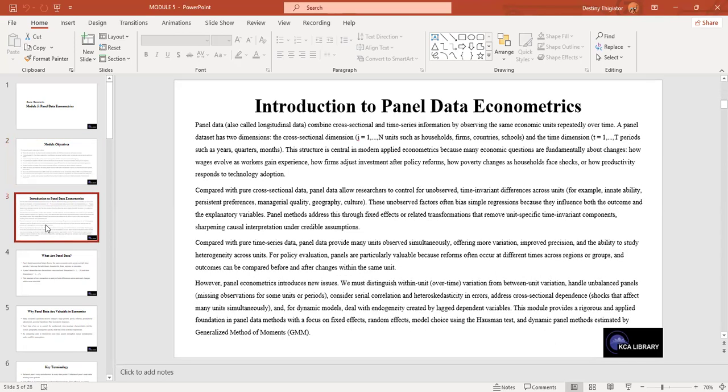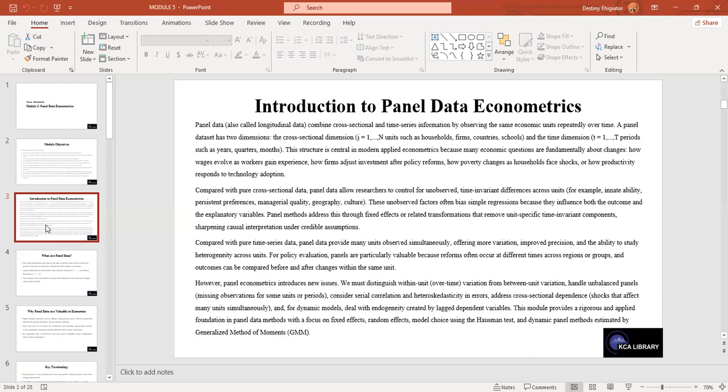By way of introduction, panel data, also called longitudinal data, combines cross-sectional and time series information by observing the same economic units repeatedly over time. A panel data set has two dimensions. That's the cross-sectional dimension, e.g. households and firms, and the time dimension, that is periods, such as quarters and months.